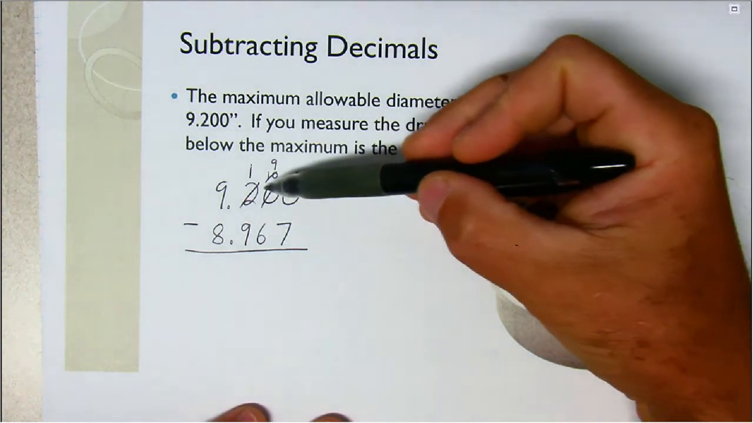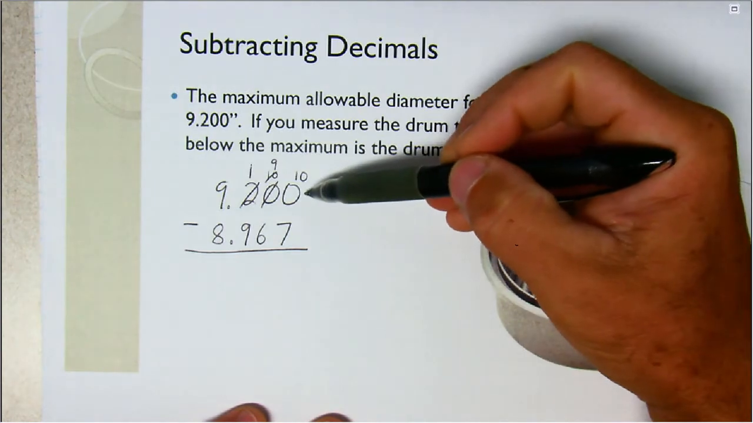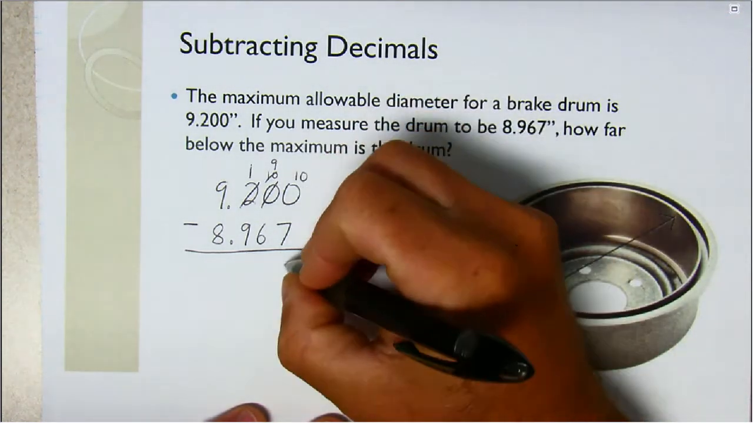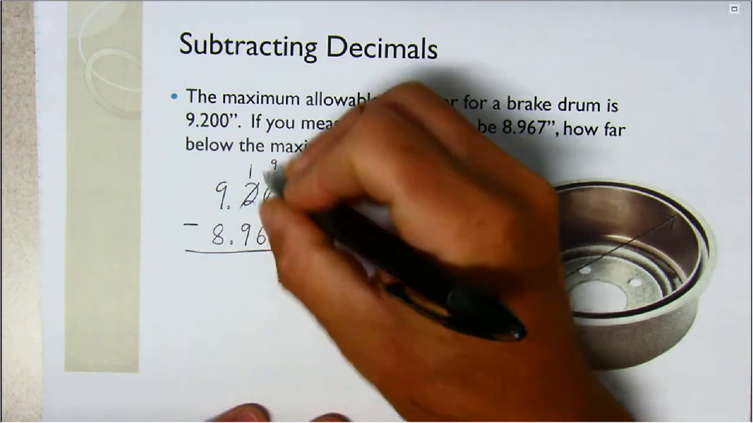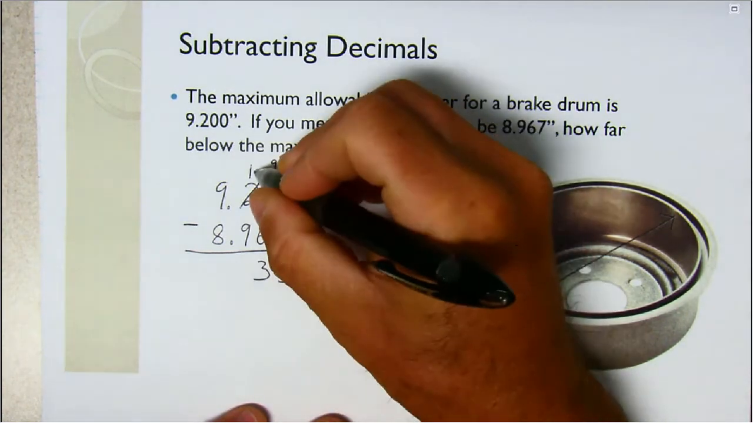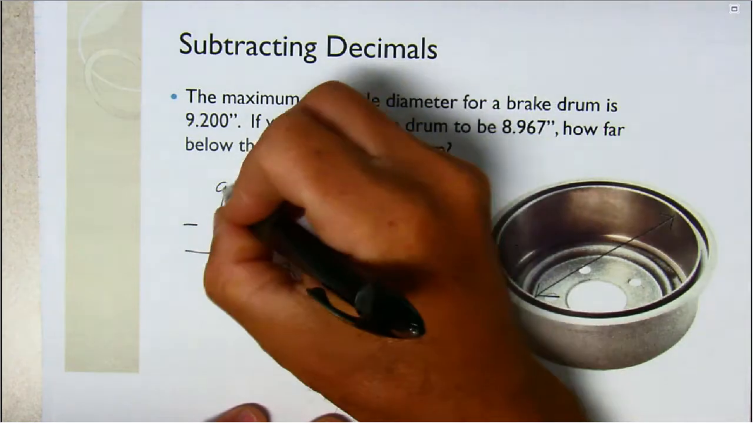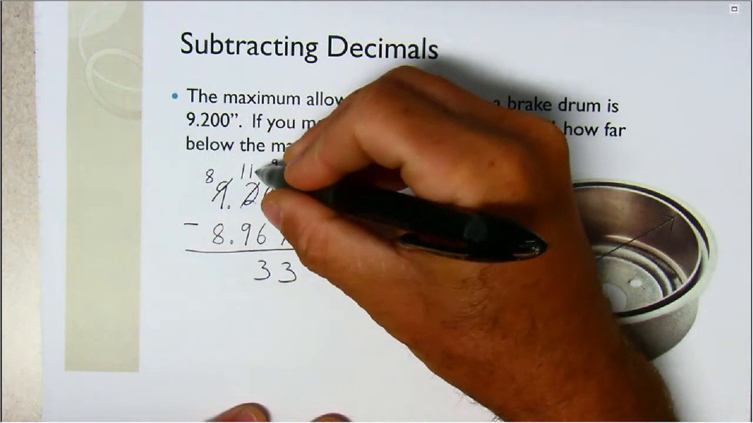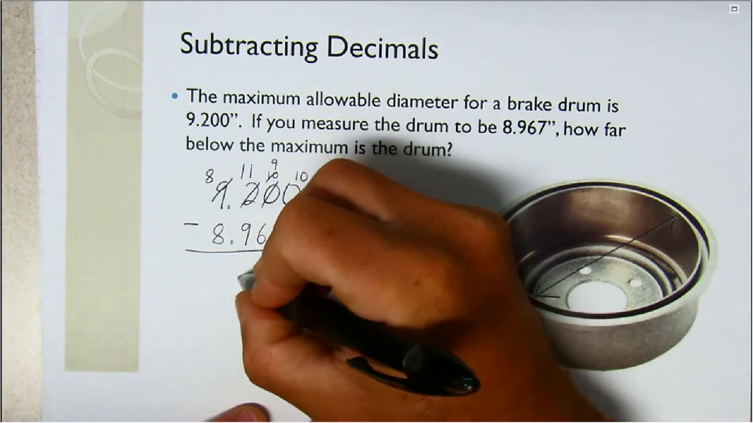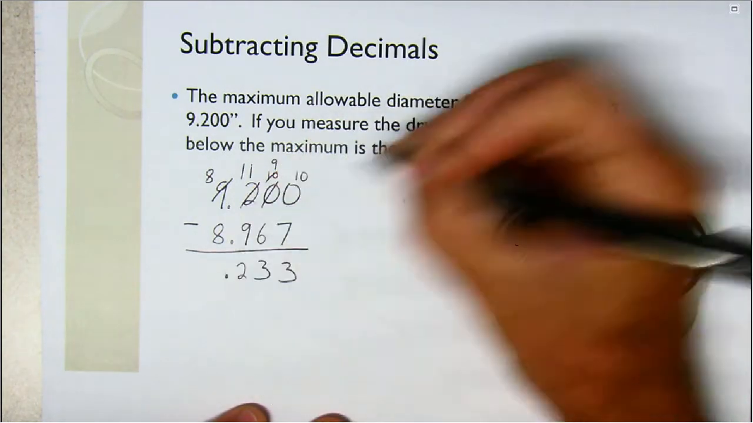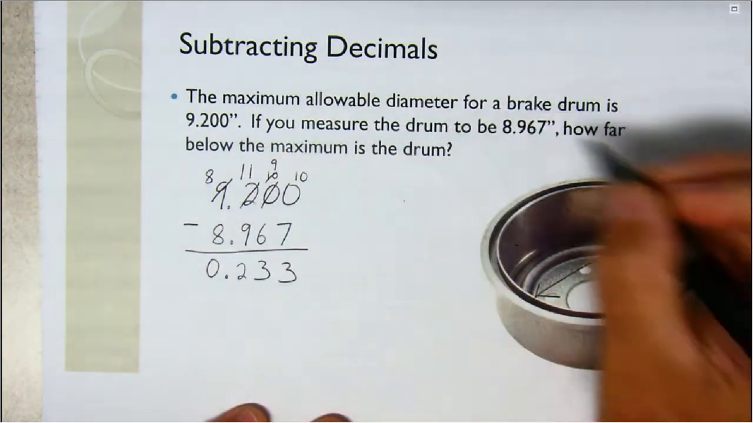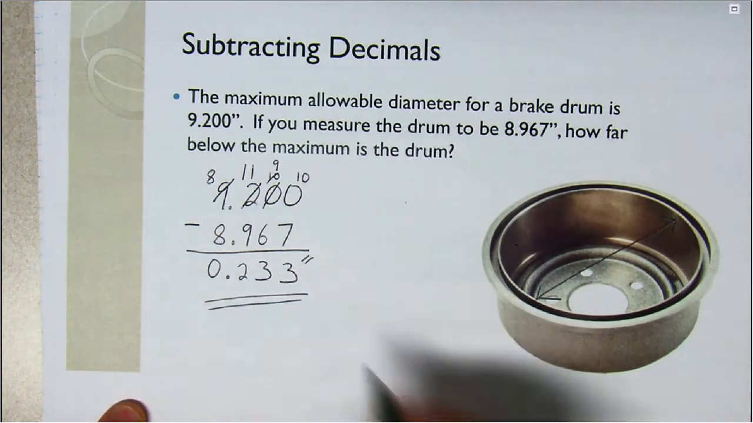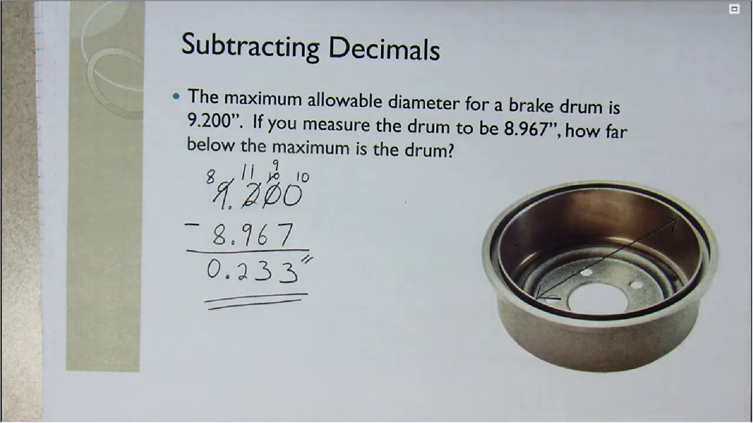Be real careful when you're subtracting from zeros and doing multiple borrowing steps. 10 minus 7 is 3. 9 minus 6 is 3. Now we have 1 minus 9. We can't do that. Let's borrow from that 9, make it an 8, and that becomes an 11. 11 minus 9 is 2. There's our decimal point, and 8 minus 8 is 0. So the difference is 0.233 inches. We're 0.233 below the maximum.